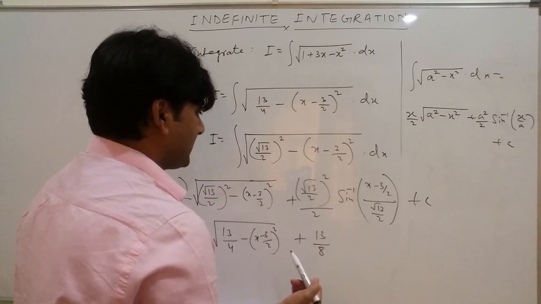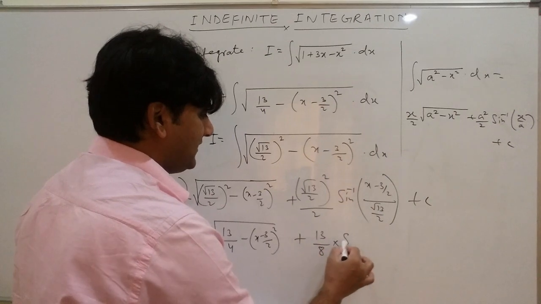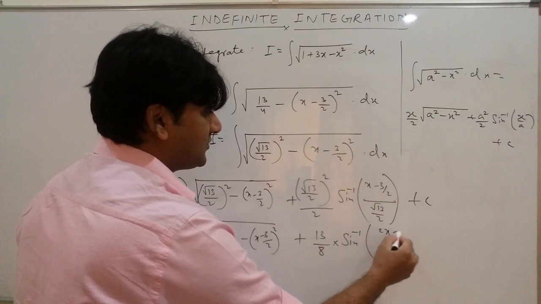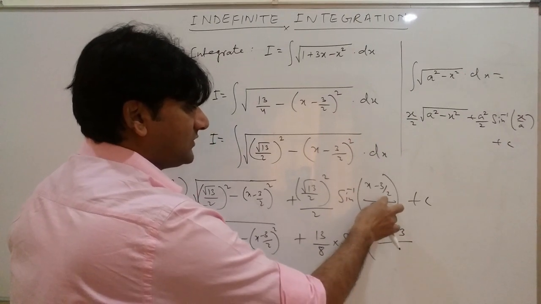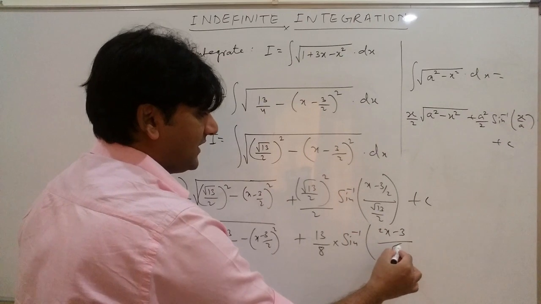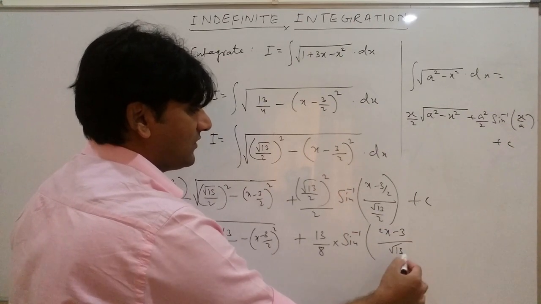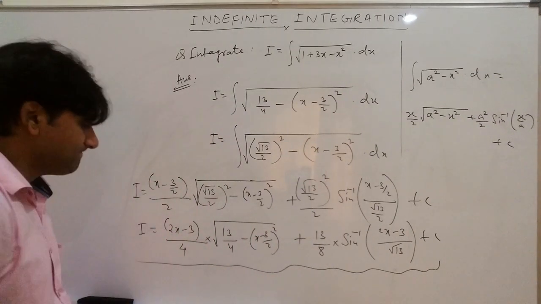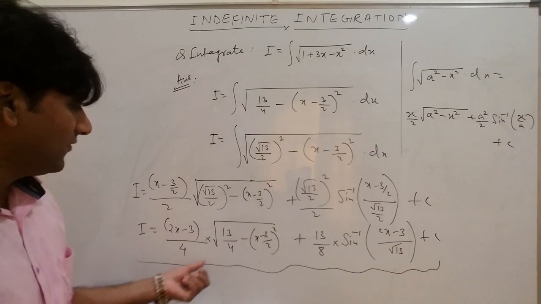Okay. And here you will write sine inverse. This 2 will come here, then this is 2x minus 3 over 2, and this is root 13 over 2. This 2 and this 2 will get cancelled. You will get only 2x minus 3 over root 13 plus c. So this is your answer. I equals 2x minus 3 over 4.